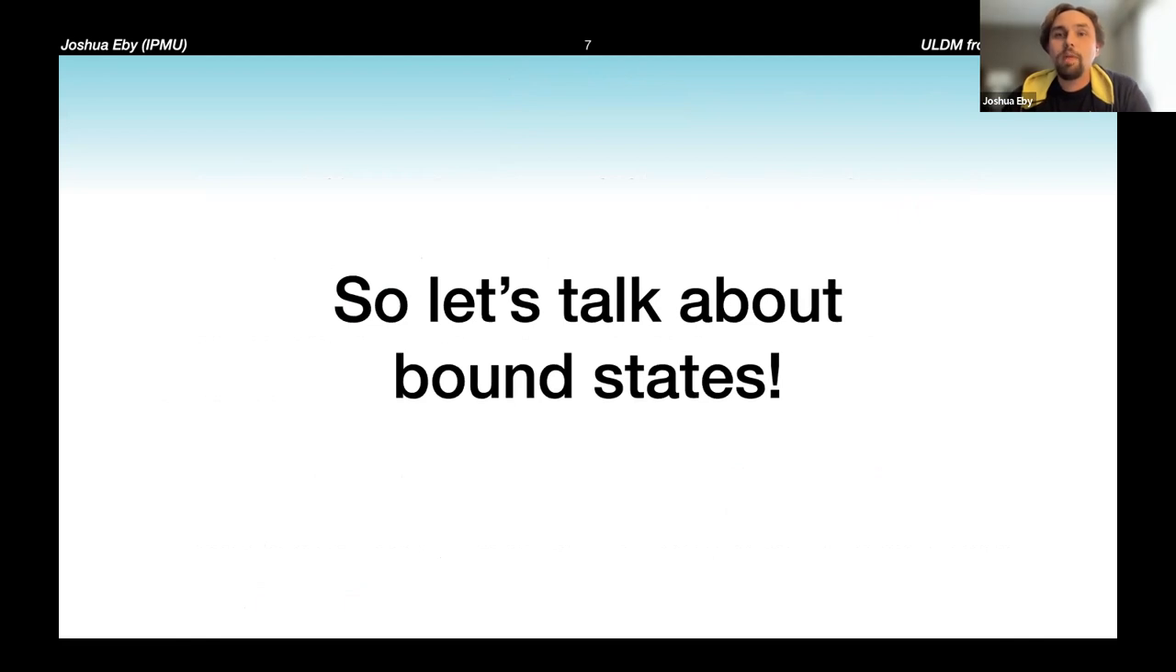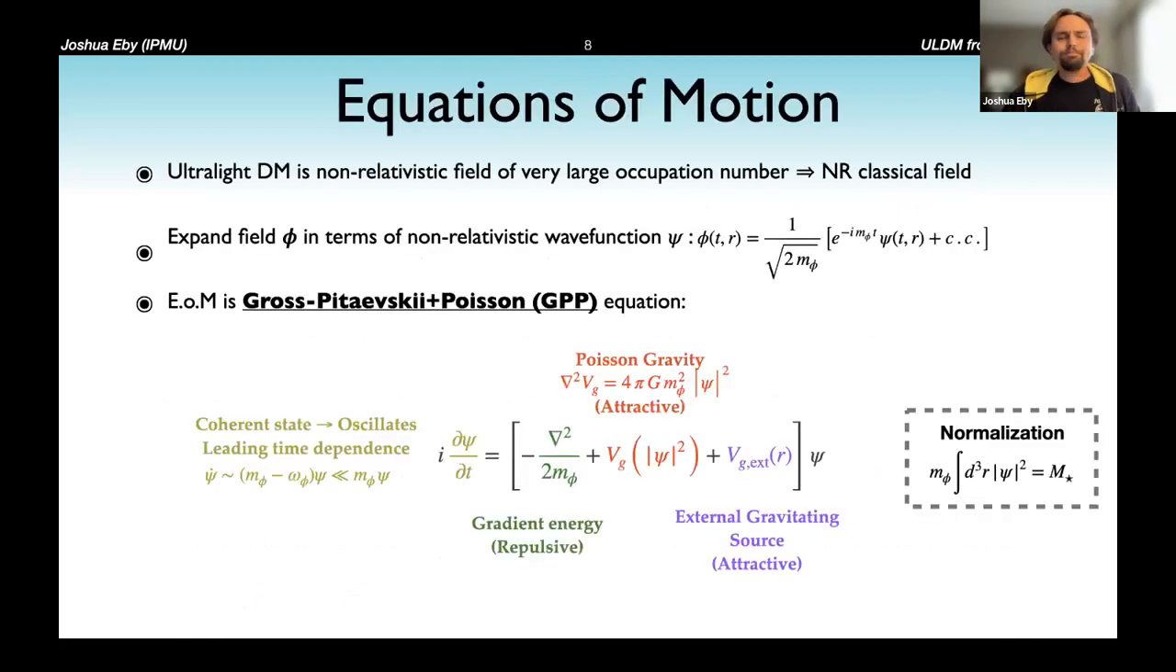So let's start by talking about bound states of ultralight dark matter. And the place to begin is at the equation of motion governing the field. So what do we know about ultralight dark matter? We know that it is very non-relativistic, being called dark matter, and it has a very high occupation number. So it should behave as a classical field.